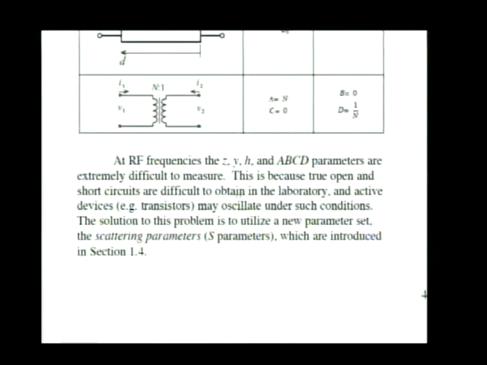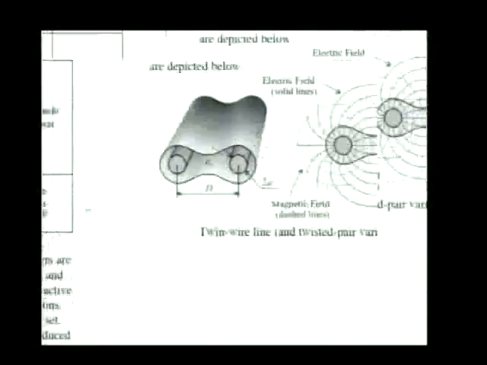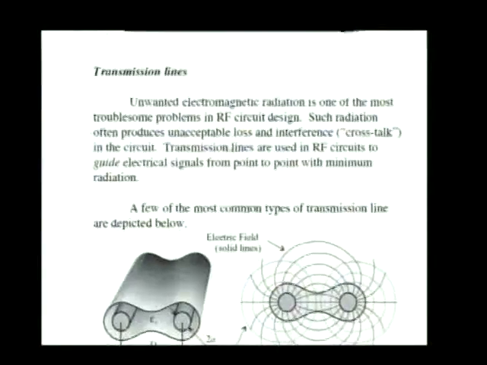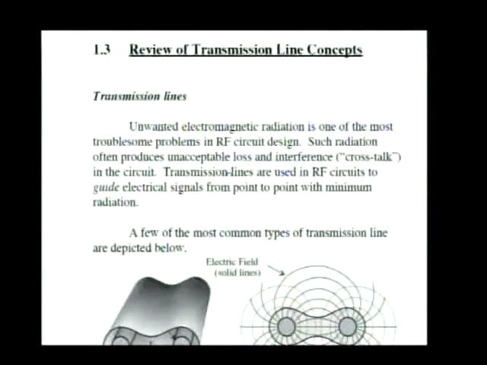Instead of these low frequency parameter sets that depend on open and short circuit measurements, we're going to use the scattering parameters, which don't depend on open circuit and short circuit measurements. But before we introduce the scattering parameters, let's talk about transmission lines for a few minutes, because transmission lines go hand in hand with circuits and measurements at RF frequencies.